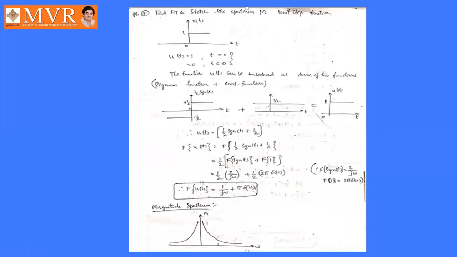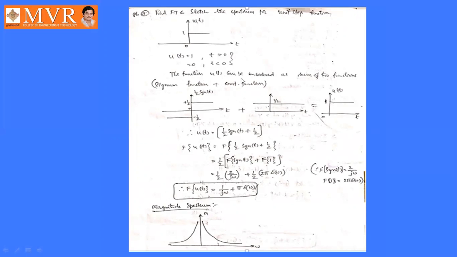And the next problem is to find the Fourier transform and sketch the spectrum for the unit step function. So the unit step function diagrammatical representation is this one. Okay. So how is it mathematically defined? u of t equals 1 for t greater than 0, and it is 0 for t less than 0.